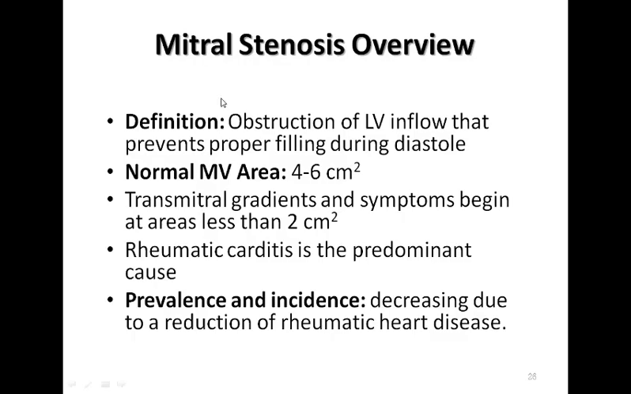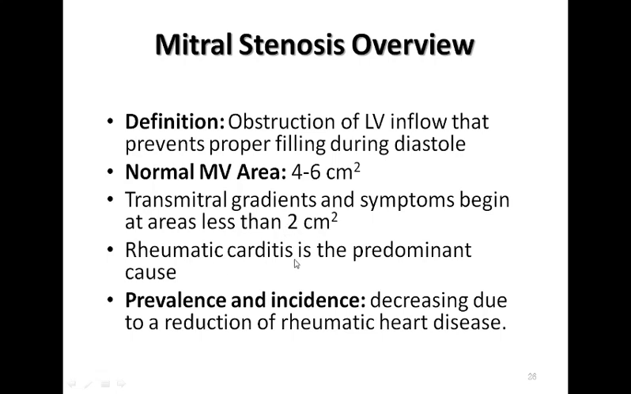Now let's move to the next topic. It is mitral stenosis. Definition: obstruction of left ventricular inflow that prevents proper filling during diastole. Normal mitral valve area is 4 to 6 square centimeters. Transmitral gradient and symptoms begin at area less than 2 square centimeters. So when the valve area becomes smaller, patients start to develop symptoms.